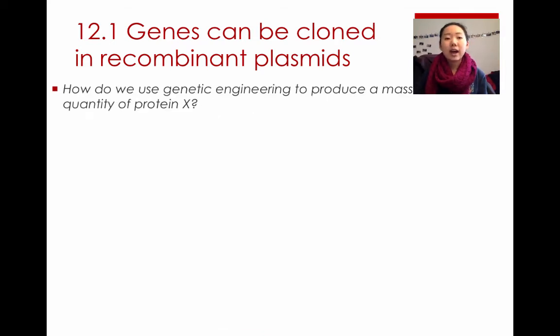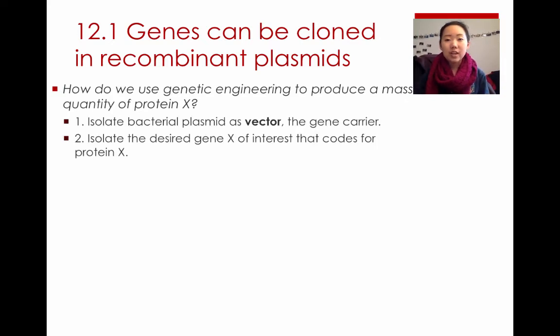Okay, so the question is, how do we actually do this genetic engineering to produce a mass quantity of some protein X that we want? So how does this happen? The first step is we need to isolate the bacterial plasmid as a vector, which just means that we want to choose whichever plasmid we want to be the gene carrier.